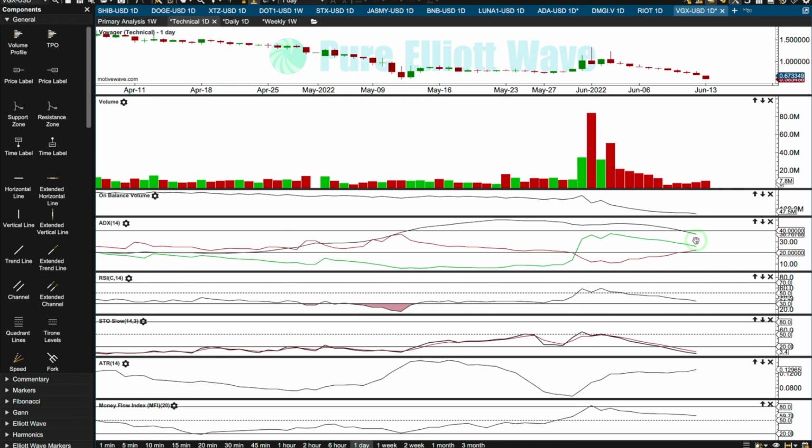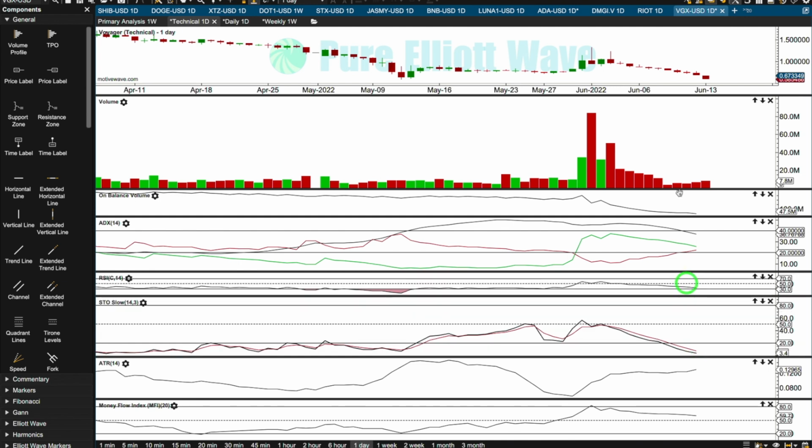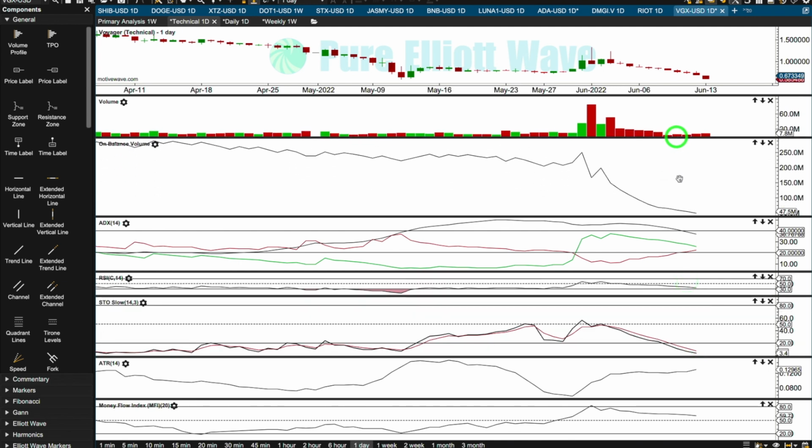ADX indicates no clear trend, and RSI is neutral, exhibiting bullish divergence. Interesting. Stochastics doesn't look like it's exhibiting divergence though. On balance volume is also exhibiting quite strong hidden bullish divergence. Well, actually I would probably read this more as a leading indicator, so that's actually quite bearish. ATR increasing here and now kind of flattening off as price moves lower.